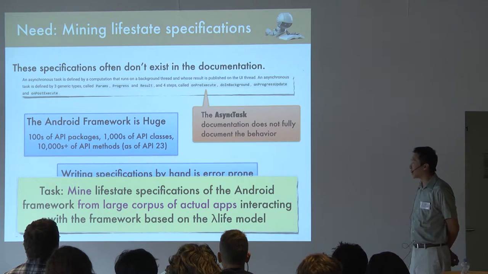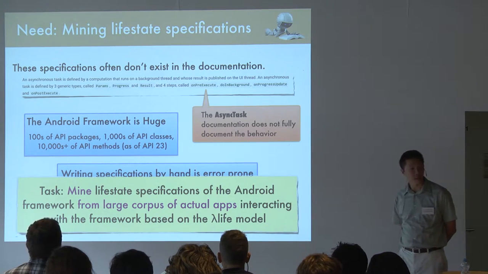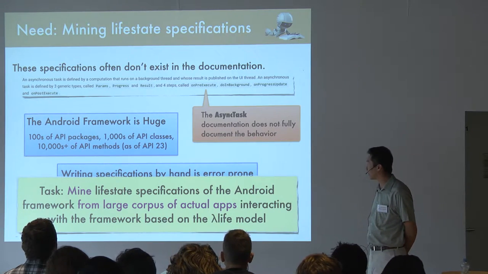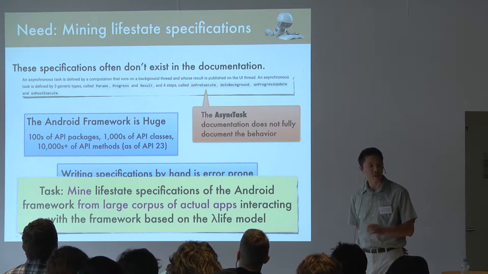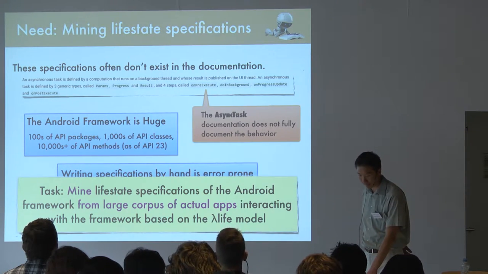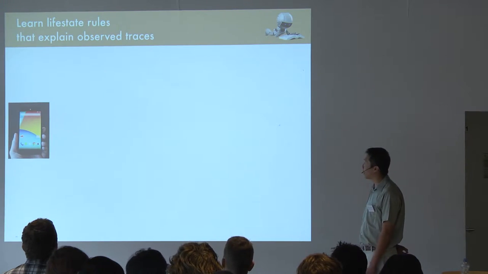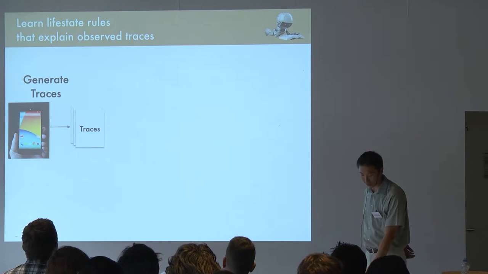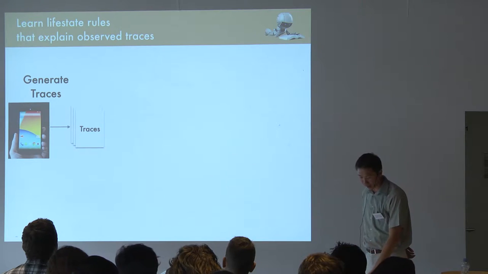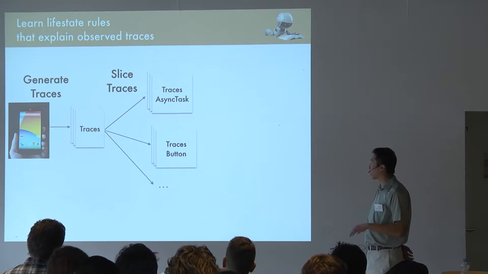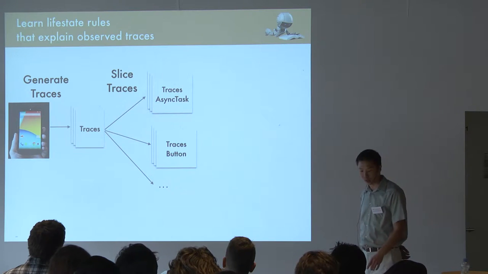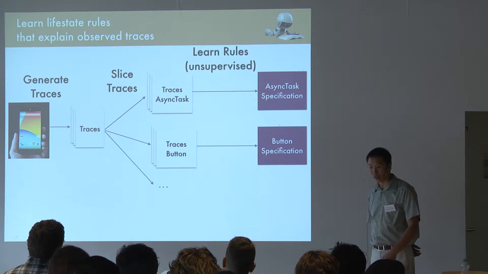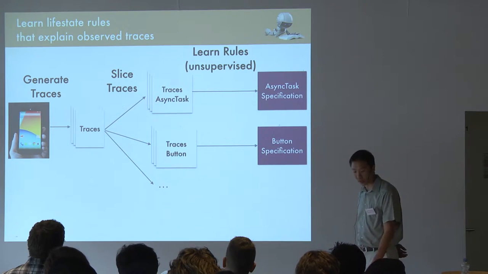So the task that we're embarking on is to try to mine these life state specifications of the Android framework from a large corpus of actual apps interacting with the framework, based upon this Lambda Life model. The setup is that we're going to learn life state rules by getting a bunch of traces from our huge corpus of Android apps. And then we slice those traces to be things that are relevant to particular Android components.